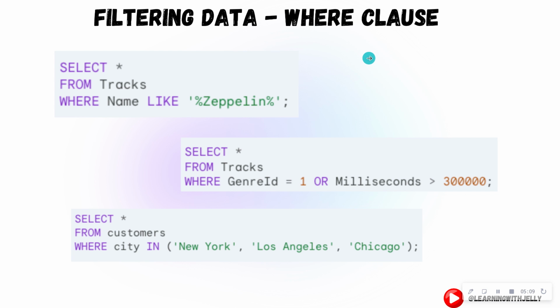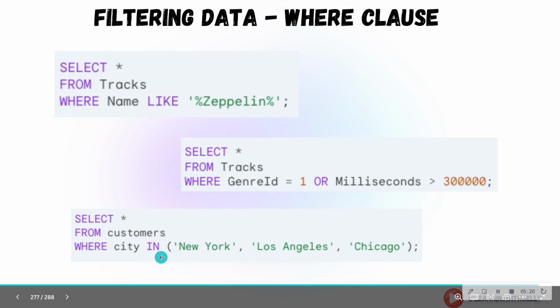We also see that we can combine filtering. So this is looking for where genre ID is 1 or milliseconds is greater than 300,000. And we also can filter based off of a list. So where city is in this list.